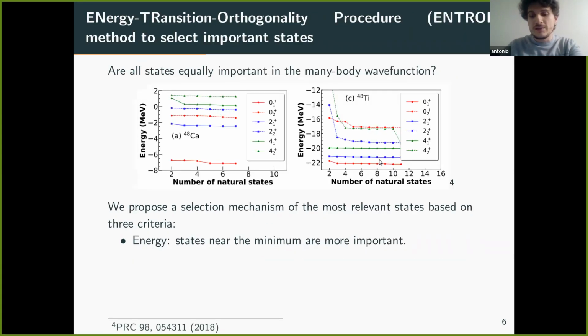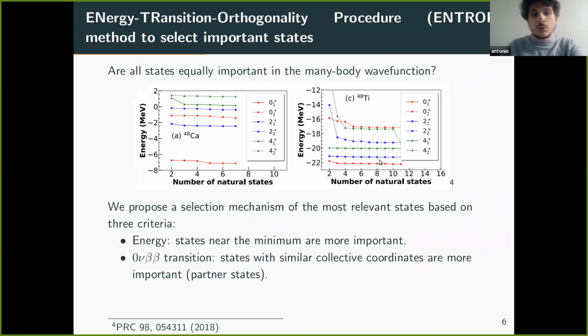So the second criterion would be based on the double beta decay operator, because again, we are interested only in the nuclear matrix elements. So we want to select states that give a major contribution to the nuclear matrix elements. We have found, in previous references but also in our analysis, that this can be done if we take states in the initial and final nuclei which have the same deformations, so the same collective coordinates. They are called partner states.